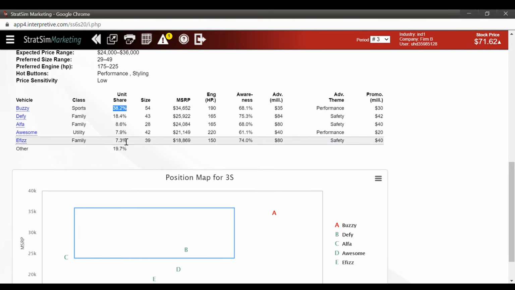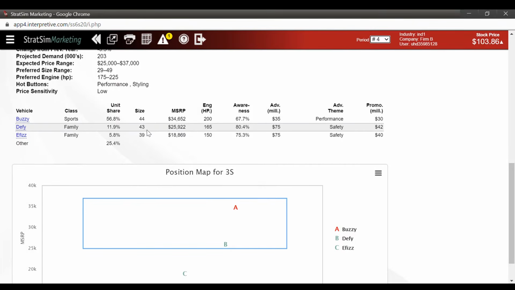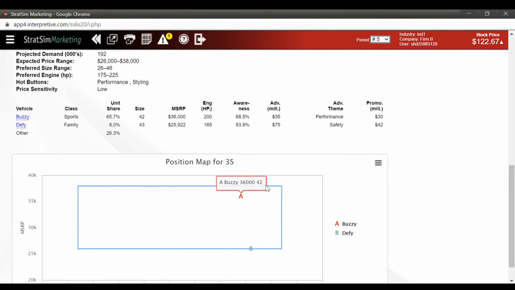It's higher than all the other ones, but it's not as high. Once we made the minor adjustments, minor upgrades, it jumped all the way to 56.8% on the unit shares. We brought it inside the box. For period 5, we kept moving it closer to the center, 42, and then again it jumped to 65.7 unit shares, which means that we were selling more vehicles.